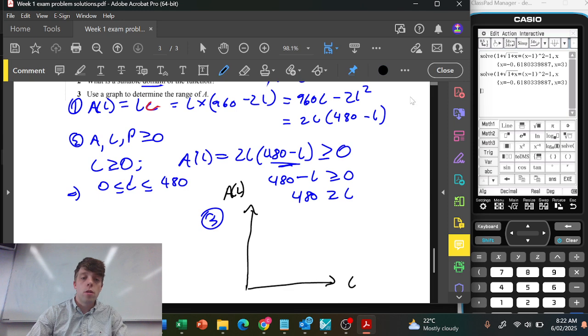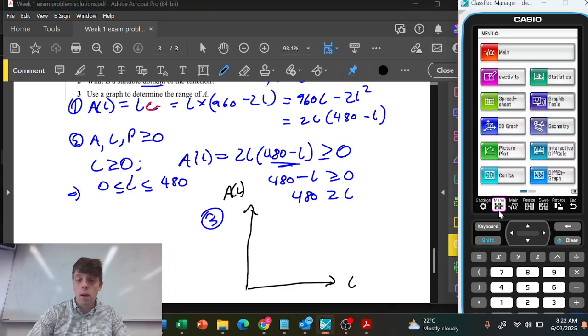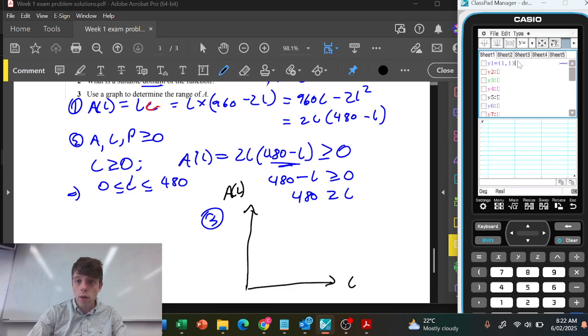It says use a graph to determine this, so let's just do this on the CAS to start off with. Going to graphs and tables, I'll clear this from the last time I was using it. And I'm just going to type in the two equations. So I'll just write in x instead of L here. So this is my equation, 2x times 480 minus x, sorry. Don't forget the brackets. We tick this, we click this button here, and we can't see a graph.